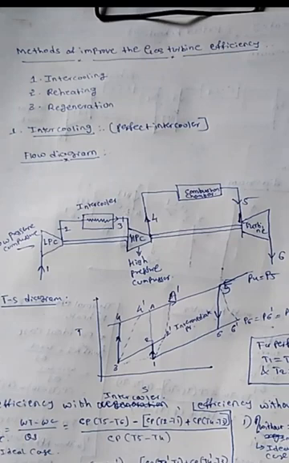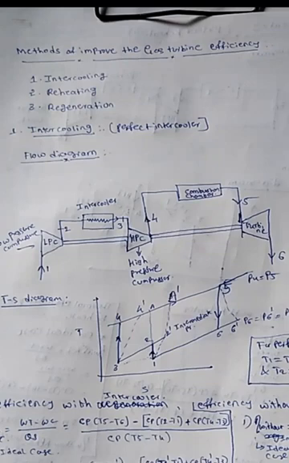We need to cover the topic of methods to improve gas turbine efficiency, and there are basically three methods: intercooling, reheating, and regeneration. These three methods we use to improve the basic gas turbine cycle.